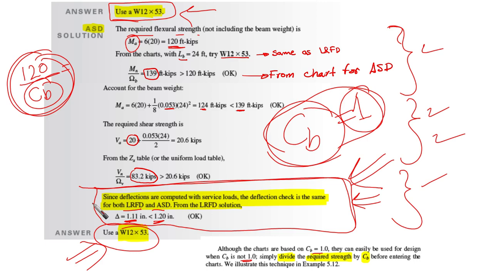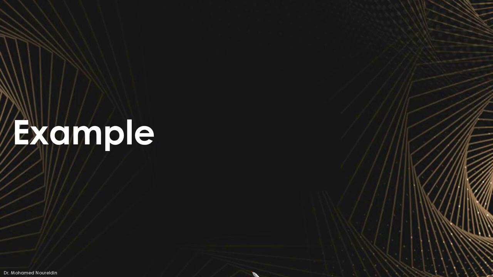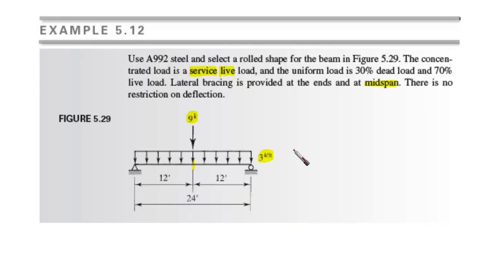We're going to see this in the next example. Before entering the charts, simply divide the required strengths by CB. We illustrate this in the next example. Okay, so I'm going to illustrate this in the next example. I think that we need to finish as soon as possible to stay within the time limits.